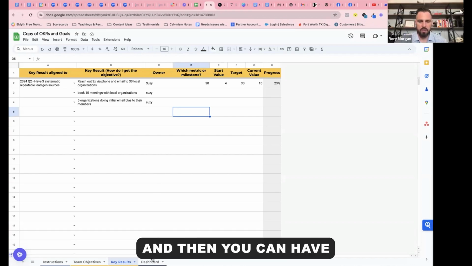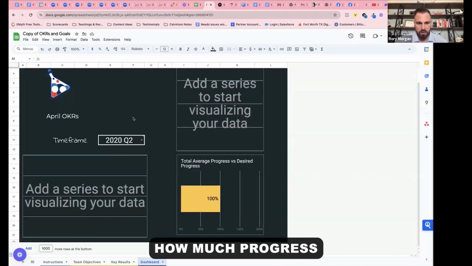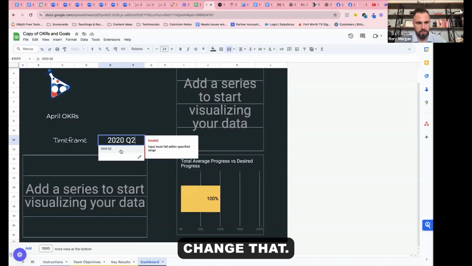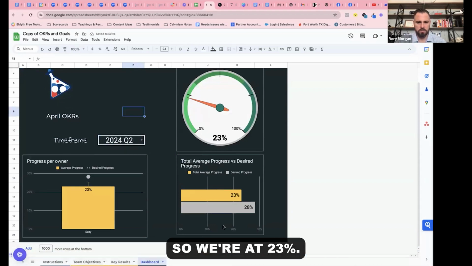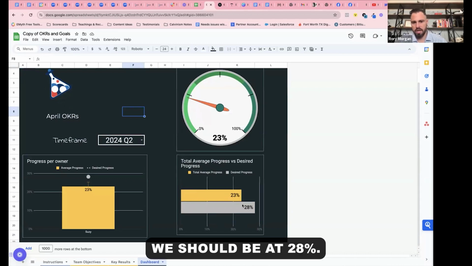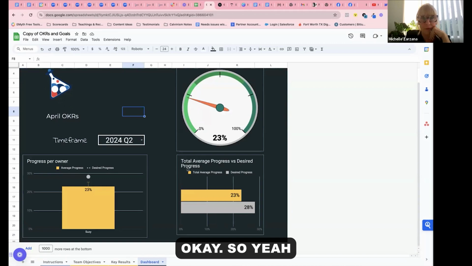Yeah. And then you can have a little dashboard, right? You have your little weekly meeting. It's going to track how much progress you're making. Change that to the current. Yeah, cool. So we're at 23%. And at this point in the quarter, we should be at 28%. So we know we're a little bit behind. Okay. So, yeah.